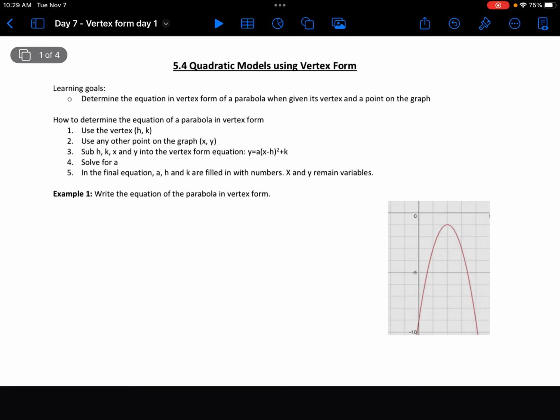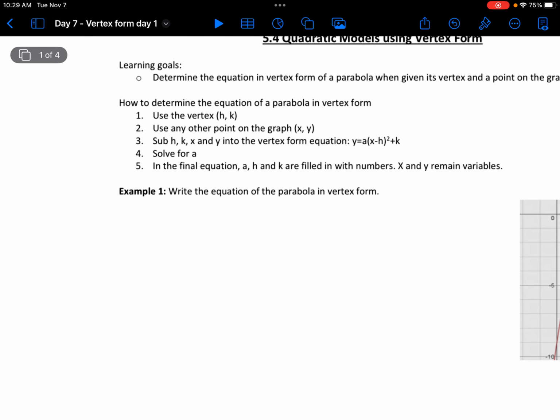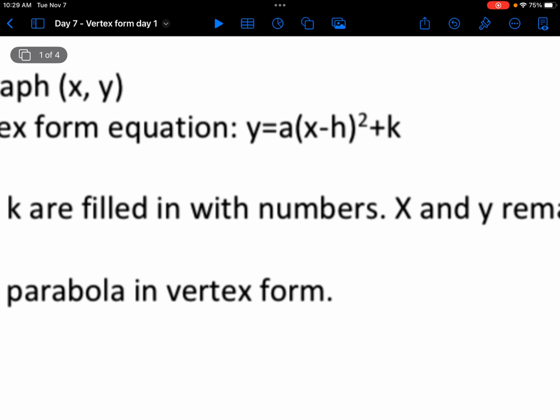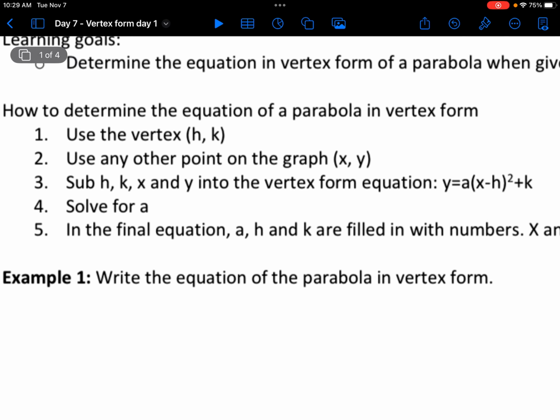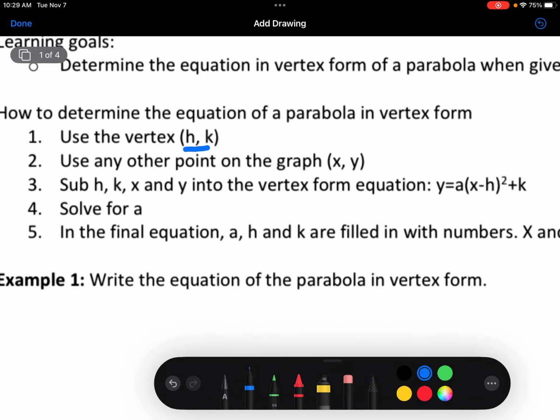When we're looking at quadratics, we're looking at a lot of different things. So here what we're doing is we're going to look at quadratics using vertex form. Okay, so now remembering when we're looking at vertex form from our formula, which is here, we have a times x minus h squared plus k. We know that h and k are going to give us our vertex.